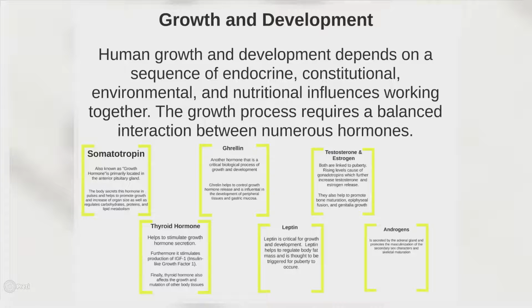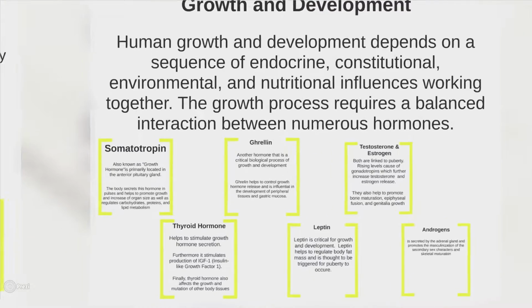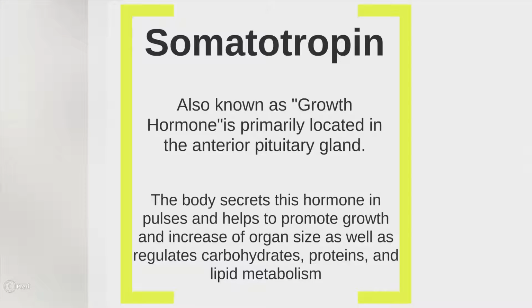Human growth and development depends on a sequence of endocrine, constitutional, environmental, and nutritional influences working together. The growth process requires a balanced interaction between numerous hormones. Somatotropin, also known as the growth hormone, is primarily located in the anterior pituitary gland. The human body secretes this hormone in pulses and it helps promote growth and increase of organ size, as well as regulates carbohydrate, protein, and lipid metabolism.